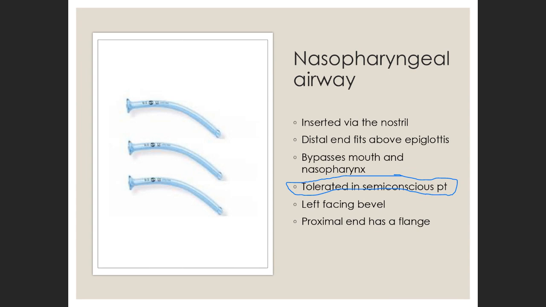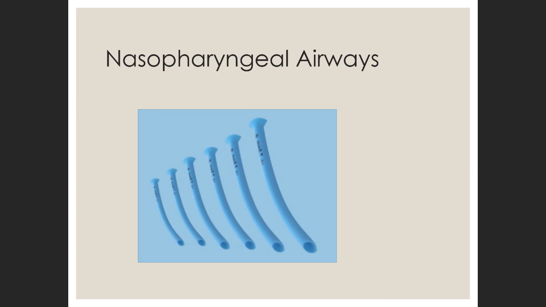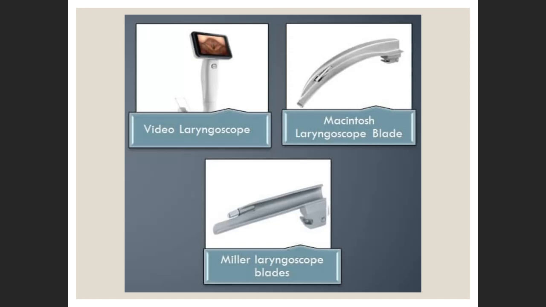Proximal end has a flange, so it doesn't go down through the nostril, right? Very, very important piece of equipment, especially in a difficult airway. All right, laryngoscope, which we saw earlier. Video laryngoscope was what we saw being used, so you can see a screen. And then there's the ordinary everyday handle and blade laryngoscope. This is a Macintosh blade, and this is a Miller blade, which is straight.